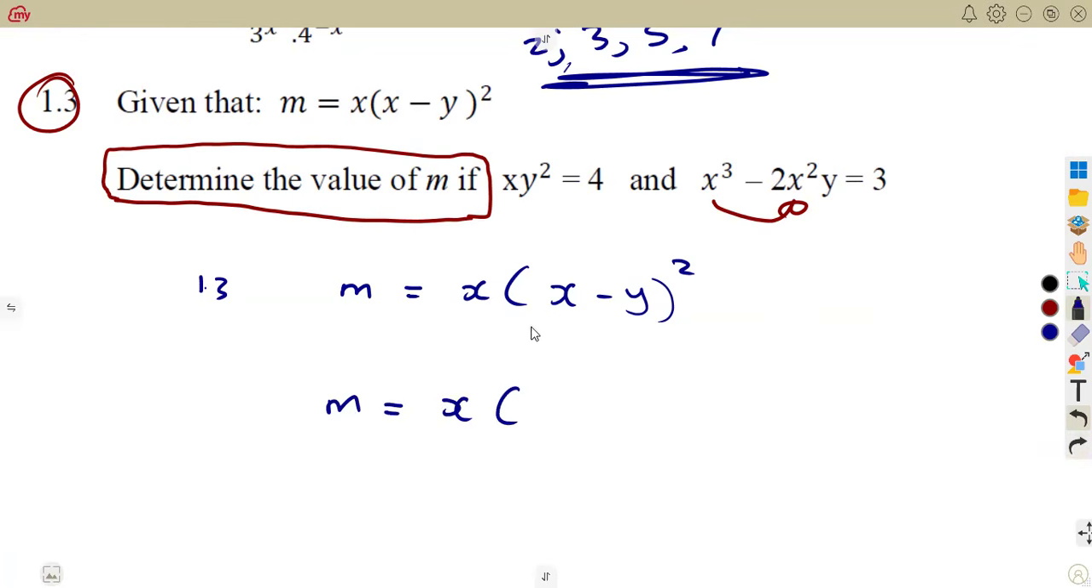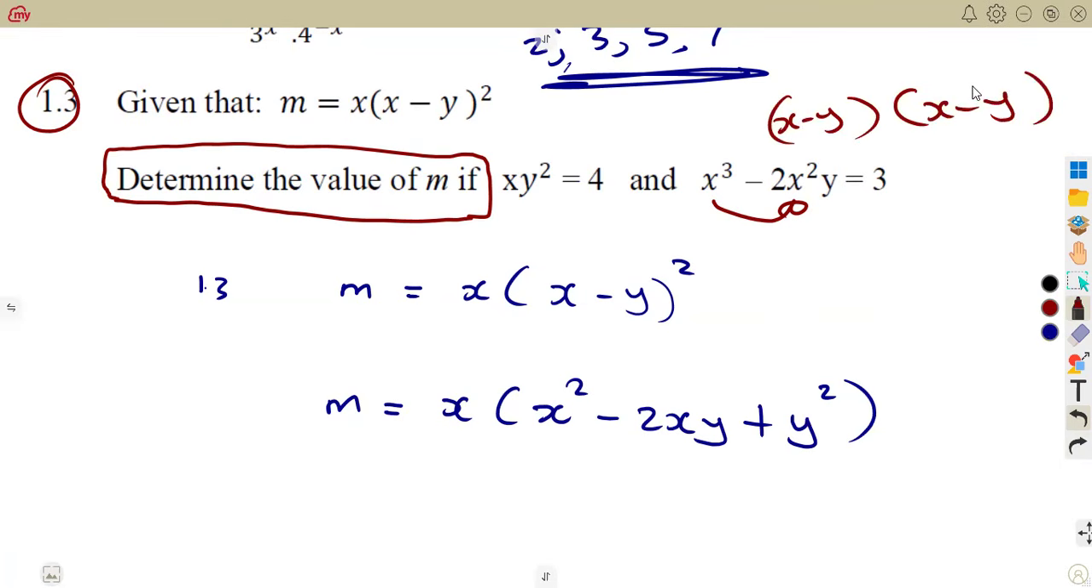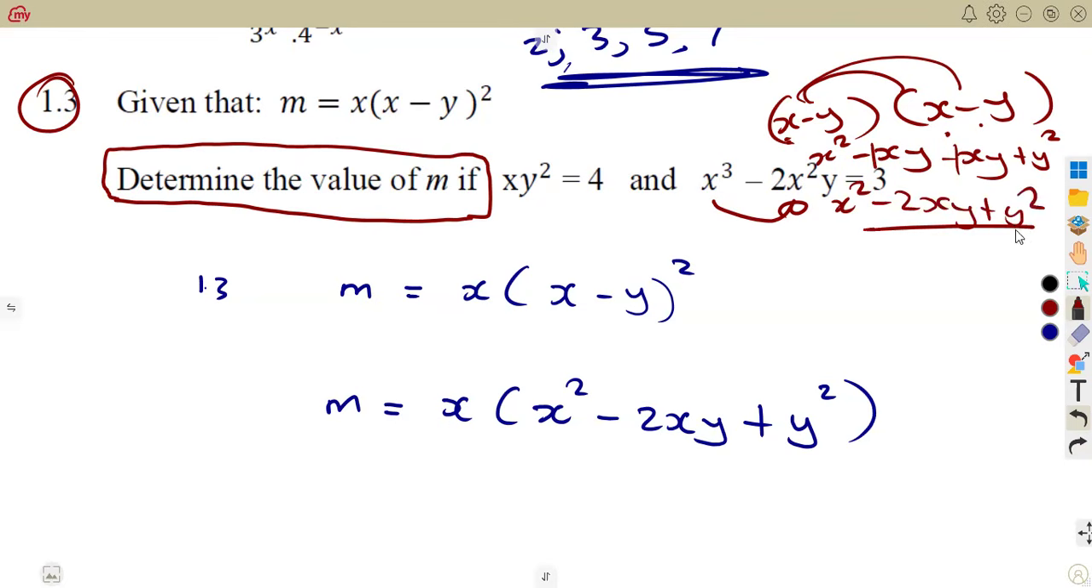So m is equal to x into what? If you expand this bracket properly, it's going to be xy squared. Remember, guys, I talked about expansion when you're given an exponent of 2. Or you can have 2 brackets. If you've forgotten, guys, you have 2 brackets, x minus y into x minus y. You expand your brackets and collect like terms. x times x is x squared, x and minus y is minus xy, minus y and x is minus xy, and minus y and minus y gives y squared. You collect your like terms: minus 1xy minus 1xy is minus 2xy plus y squared. This is what you have.